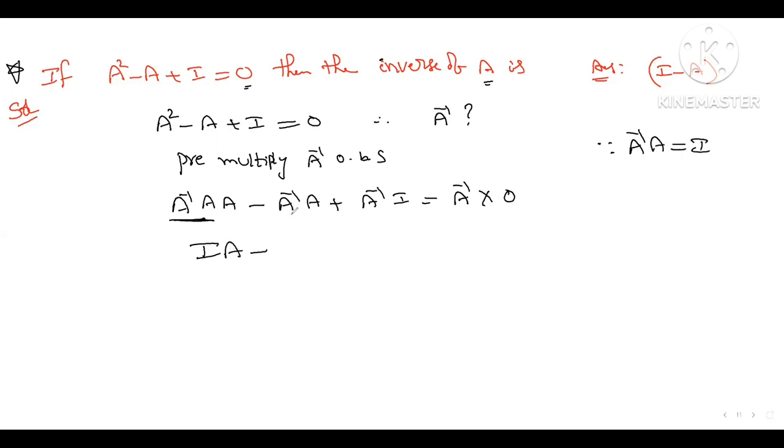A inverse into A is equal to I. A inverse into A, again write here I. A inverse into I is equal to A inverse. Any matrix into unit matrix is equal to same matrix. So here write A inverse is equal to null matrix into anything, null matrix. So what is here I into A? I into A is nothing but A, so minus I plus A inverse is equal to O.